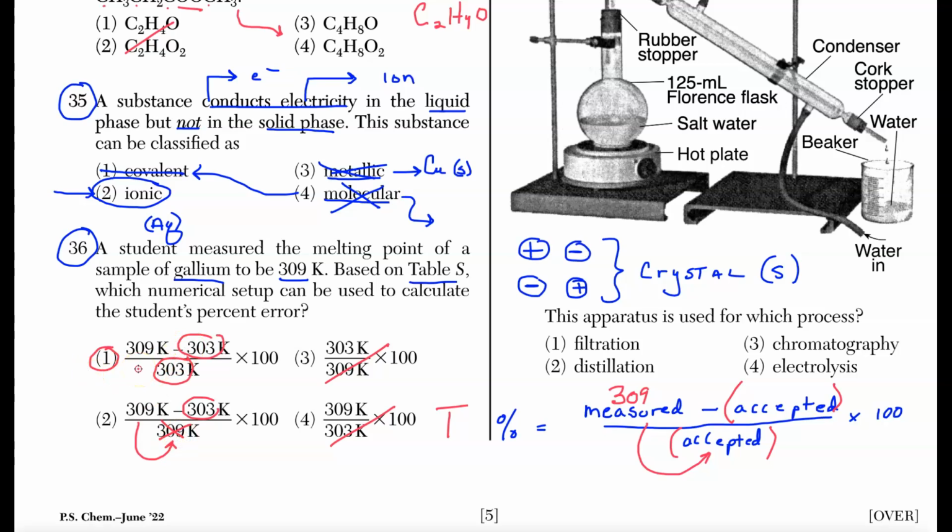And of course, that makes this incorrect, and therefore 1 is the answer. And if you want to go to Table S, stop my video and go, and you'll see that the actual melting point of gallium is 303. Number 1 is your answer. On to 37.